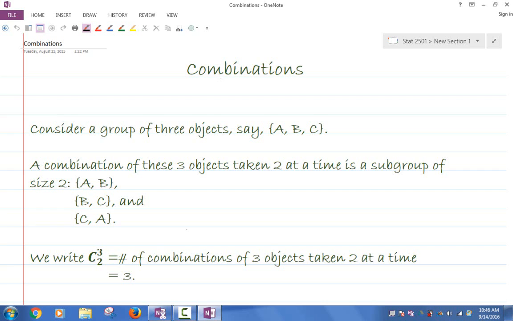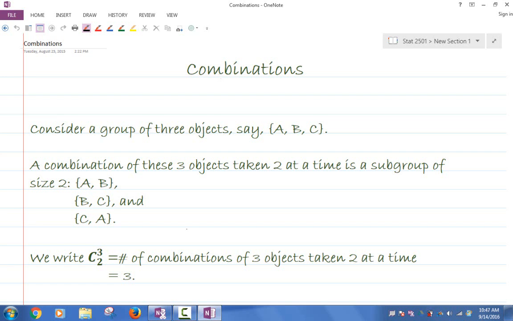Okay, so we are going to use the notation C(3,2) to denote the number of combinations of 3 objects taken 2 at a time, and we just saw that the answer is 3. Any questions on this example?